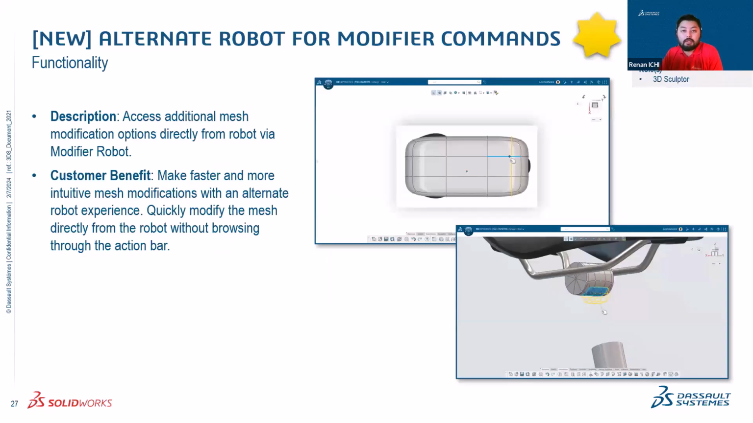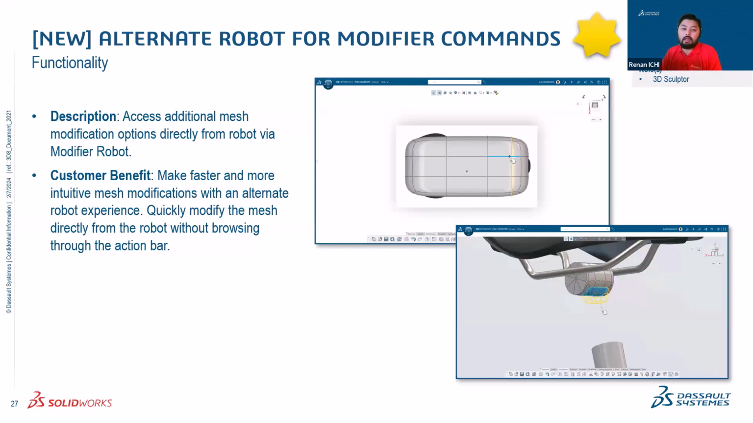In 3D Sculptor for this release, we will give you a more intuitive and faster design experience when modifying the subdivision mesh. With the modifier robot, you keep the focus on the model. When you select a mesh entity like a face or an edge, you simply push the A hotkey, or you can click on the modifier robot icon at the top of your screen to access an alternate list of commands that will modify the mesh instead of simply translating or rotating that mesh.